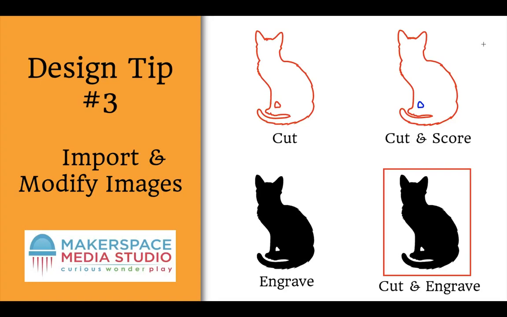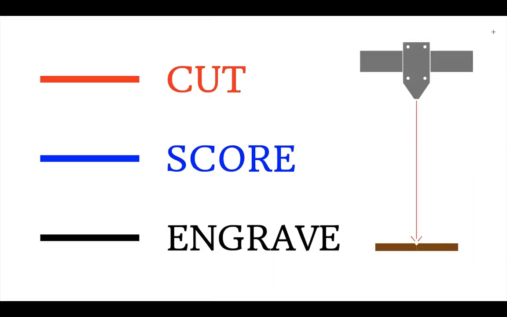In this tutorial, you'll learn how to import images you found online and modify them to achieve your desired product. Before we begin, it's important to understand what 3 colors we use in our laser cut designs and what they do. For our laser cutter, a universal VLS 2.3, we primarily use red, blue, and black.